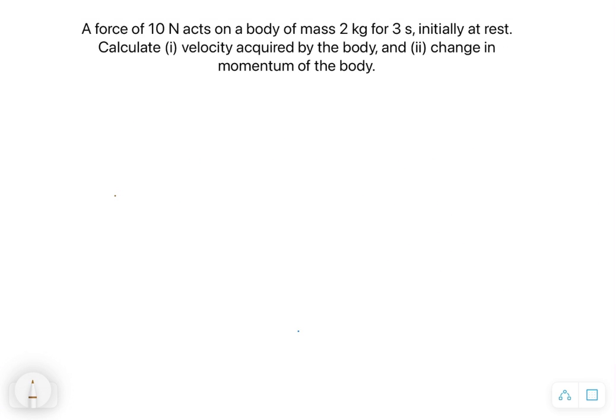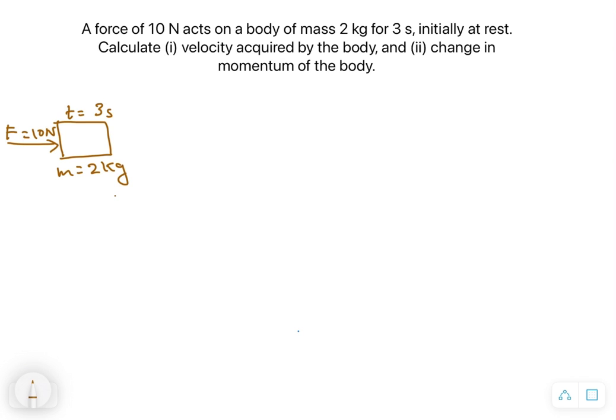A force of 10 Newton acts on a body of mass 2 kilograms for 3 seconds, initially at rest. Calculate velocity acquired by the body and change in momentum of the body. So here is a body on which the force is acting. The force is 10 newtons. Mass of this body is 2 kilograms. Time is 3 seconds.